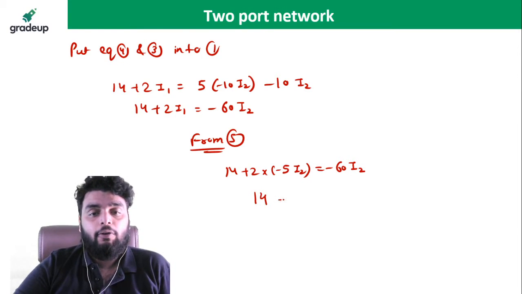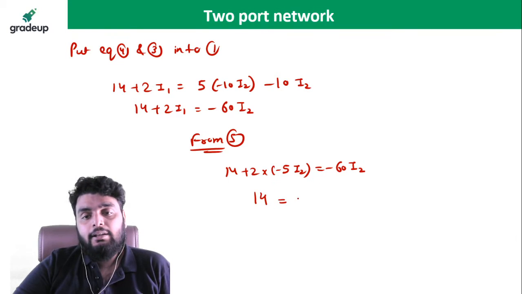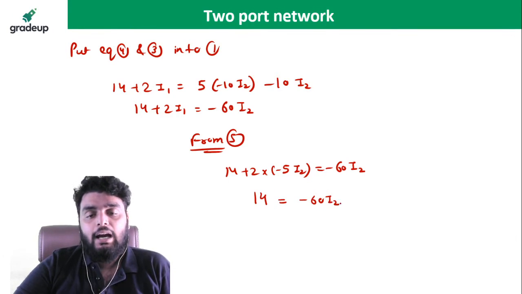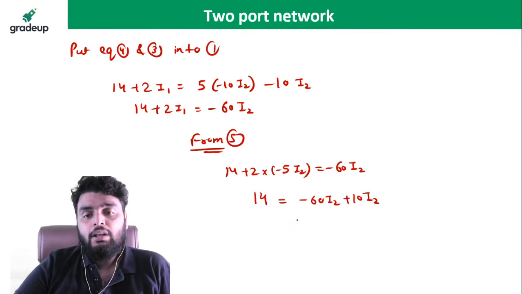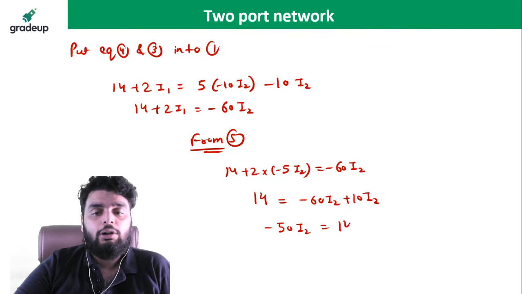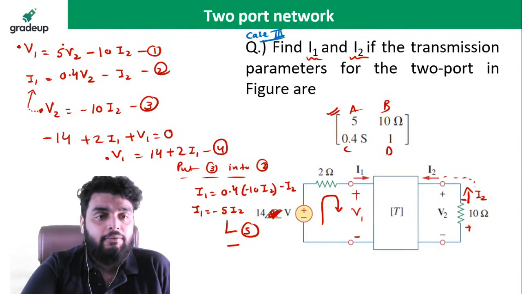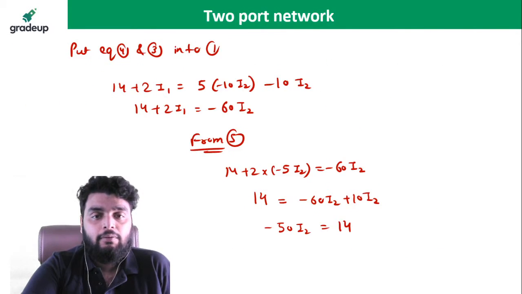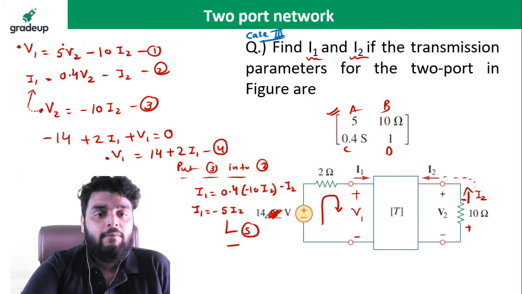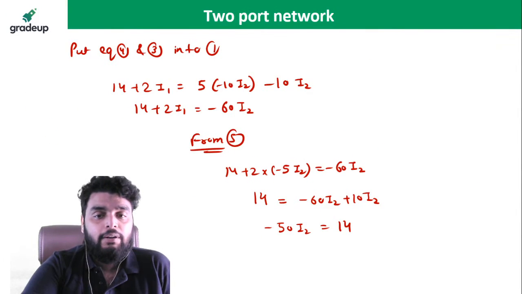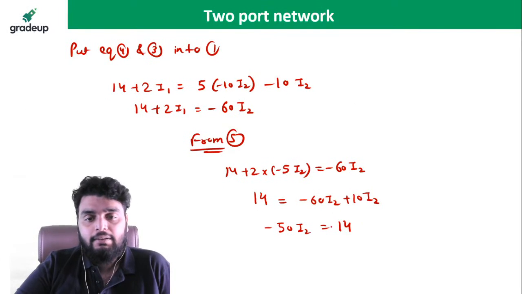So it comes out to be 14 is equal to minus 60 I2 plus 10 times I2. So it comes out to be how much? Minus 50. So minus 50 times I2 is equal to 14. Yes or no? Let me check the calculation very fast. So it will be minus 5 I2 when you put this in equation 1. So V2 is minus 10 times I2, minus 10, minus 10, minus 60. V1 is 14 plus 2 I1. So V1 is 14 plus 2 times I1. So I1 is nothing but minus 5 times V2. It becomes minus 10 plus 10, minus 50.